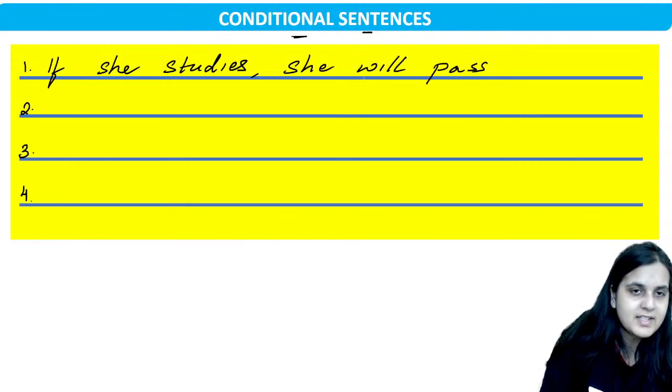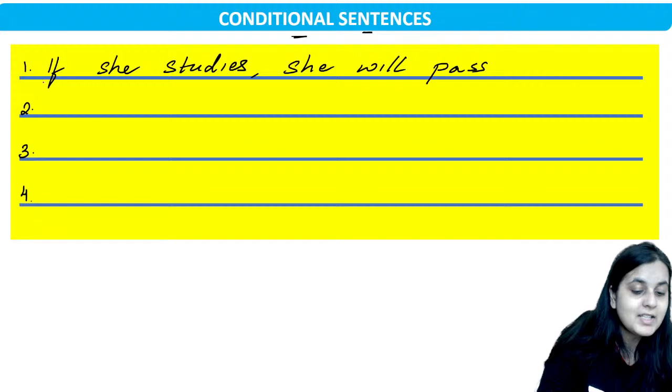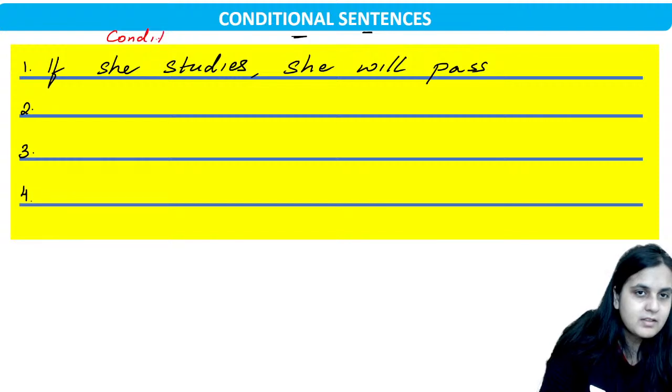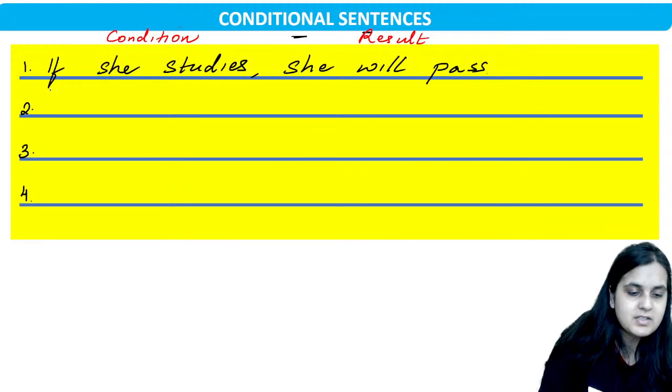Take a look at the conditional sentences. Now, what is a conditional sentence? A conditional sentence basically means a sentence which begins with the conditional if. This sentence has 2 parts. The first part is called the condition, and the second part is called the result. So if this condition is satisfied, then you will achieve this result. So if she studies well, she will pass. I'll explain the intricacies of it in a bit. Just see the format first.